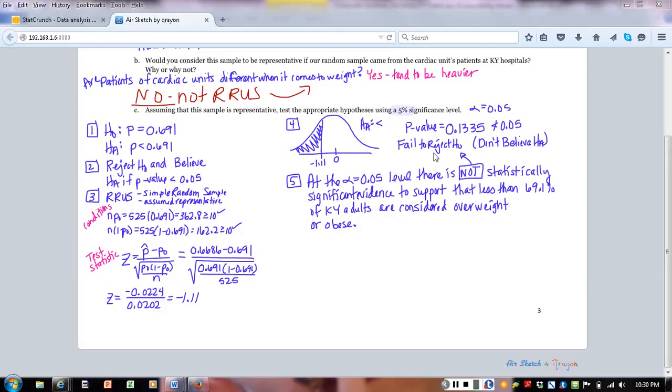Our other interpretation is the one that we were a little bit more used to. And it's one that starts with assuming that the null hypothesis is true, or assuming that Kentucky is the same as the rest of the United States. The probability.